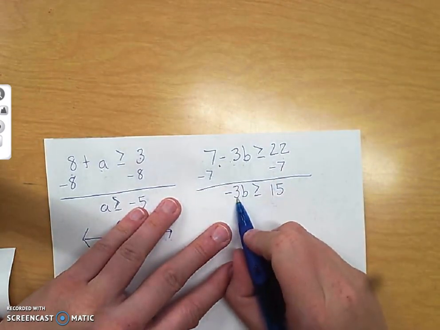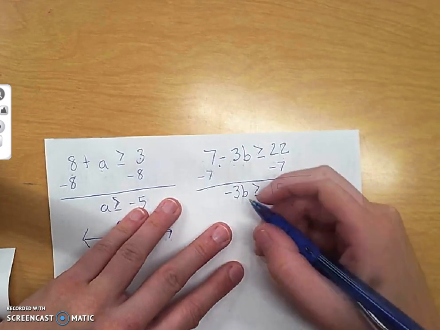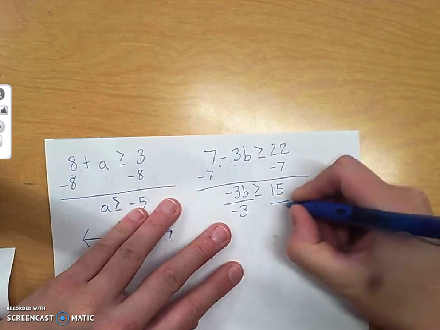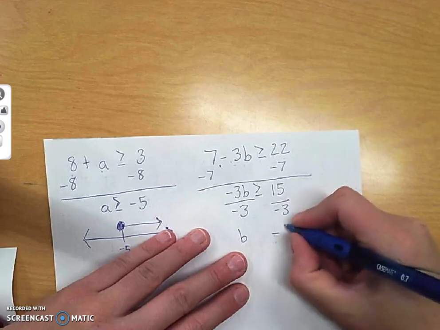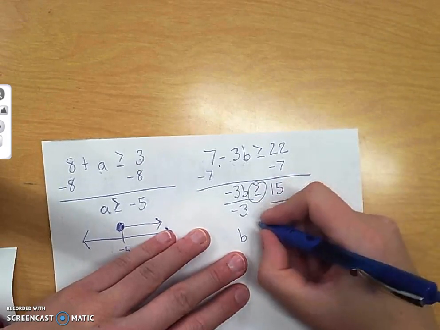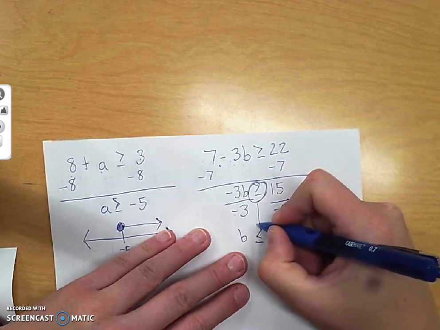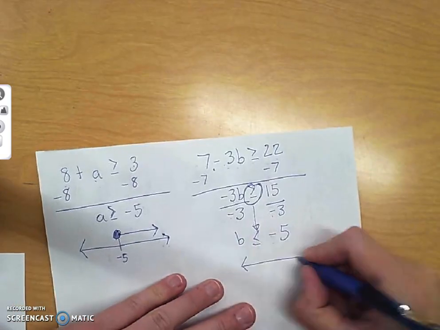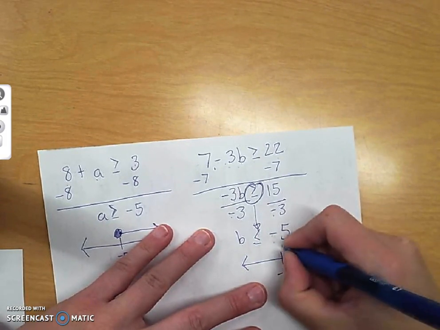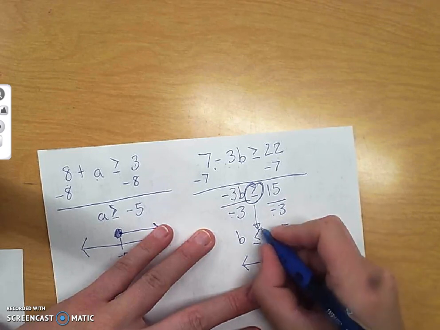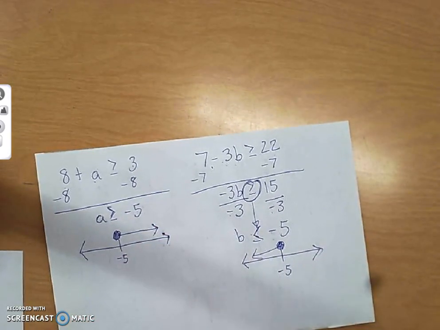Now I got to get rid of this negative 3. I'm not going to add it. It's being times because it's next to it. So the opposite of times is divide. Divide both sides by negative 3. I divided by a negative, so this greater than becomes a less than. If you multiply or divide by a negative, flip the inequality. So I have b is less than or equal to negative 5. Negative 5 here. Close circle. Arrow that way. This arrow lines up with that arrow.